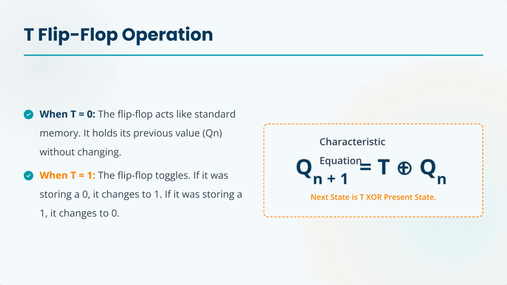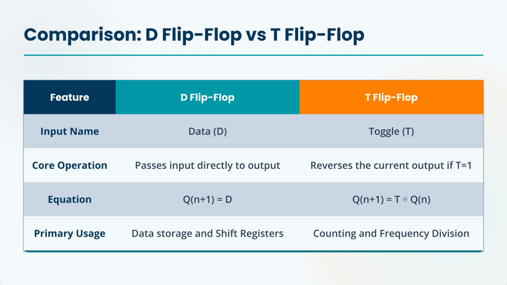Let's examine the T flip-flop's operation based on the T input. If T equals 0, the flip-flop acts as a standard memory, holding its previous value. If T equals 1, it toggles, flipping a 0 to a 1 or a 1 to a 0. The characteristic equation Q of n+1 equals T XOR Q of n shows the next state is the T input XOR the present state. Here is a comparison of the D and T flip-flops.